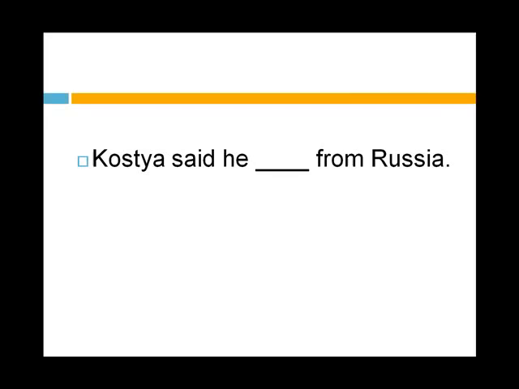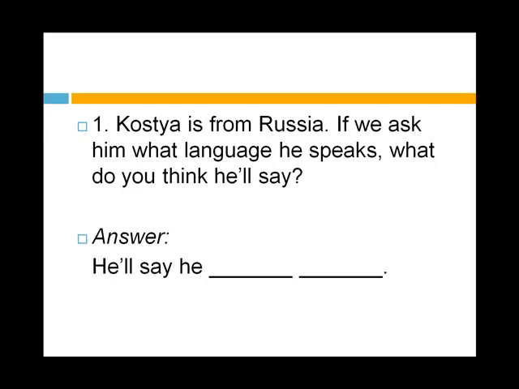Did you hear what he said? Kostya said he is from Russia. We can leave the present tense is because this is a fact and he just told us. Number 1. If we ask him what language he speaks, what do you think he'll say? Answer. He'll say he speaks Russian. Well, Russian is logical, of course. Speaks is our only choice because our reporting verb is in the future tense.